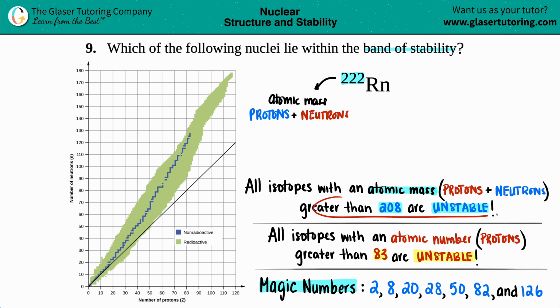So no matter what you have, even if you have magic numbers for a proton or a neutron, it doesn't matter. If you have an atomic mass that's greater than 208, this is absolutely unstable. It's going to undergo fission, and it's going to produce isotopes that are smaller and more stable. So right off the bat, I see that I have an atomic mass of 222. This is way larger than 208. That's our cutoff. So automatically, no way. This is not part of the band of stability. So it's going to undergo fission or something to get it down.